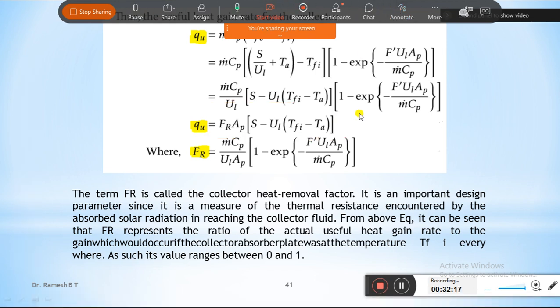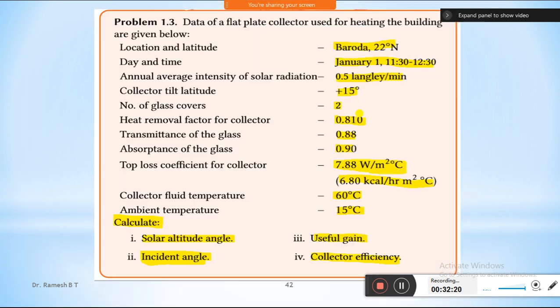Okay. So now, using all these equations, we are going to solve one important problem. Take this problem.